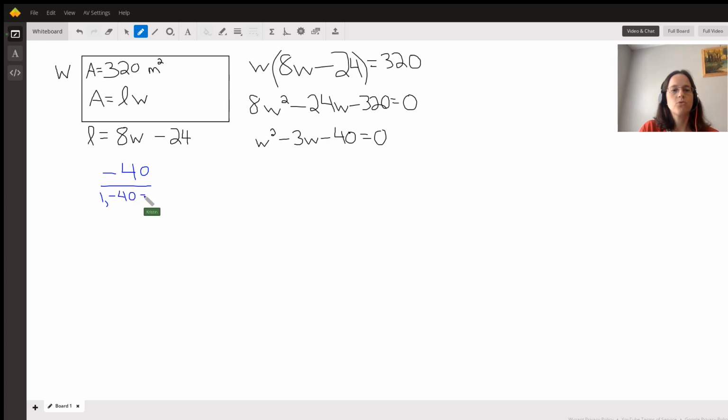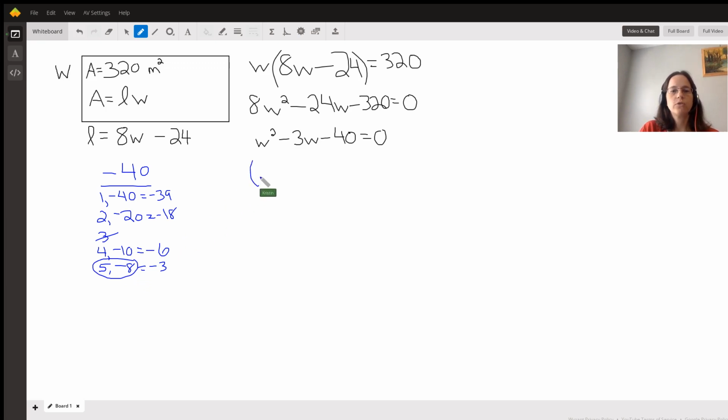So I know 1 times 40, but if I add those, I get negative 39. After 1, I can do 2 with negative 20. That gives me negative 18. 3 does not go into 40, but 4 times negative 10 would give me negative 40. If I add those, I'm getting closer to negative 3, but still too much. 5 times negative 8 equals negative 40. And if I add those together, I get negative 3. So these are the two numbers that I'm going to use. Those are my two factors.